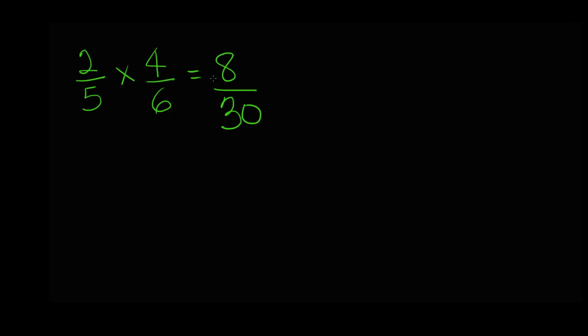So 2 into 8 is 4, and 2 into 30 is 15. So I have 4 over 15. If you take note of this, nothing can simplify this further. So my final answer is 4 over 15. Alright, let's take a look at another example.